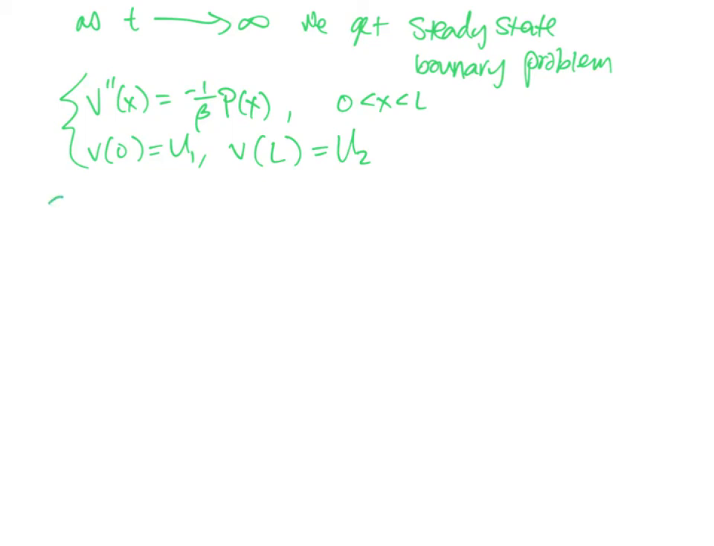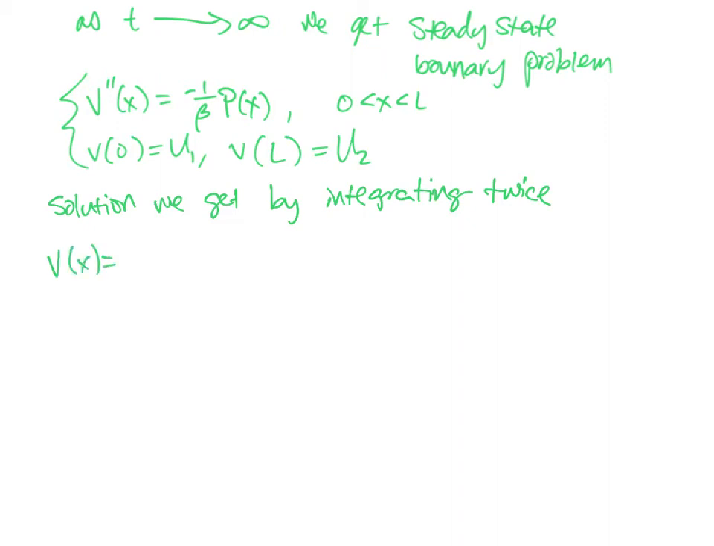This solution we get by integrating twice. And I'm not going to go through all the details, but you can verify that this is the solution that you get when you integrate and then plug in your boundary conditions. We get v of x is this really ugly thing, but again, it's ugly just because we're leaving so many things as letters.